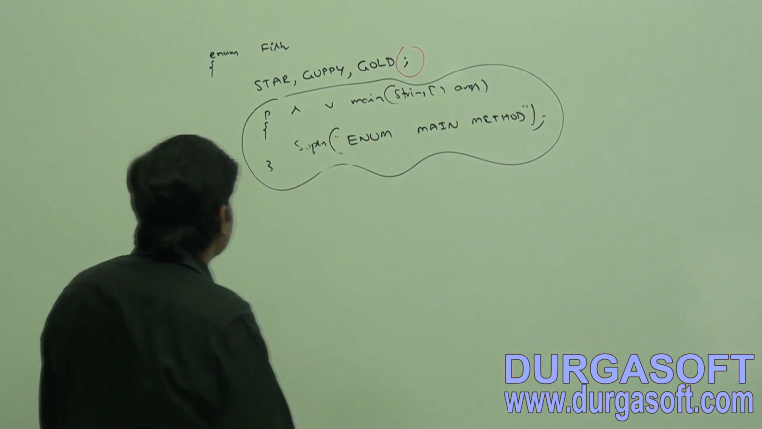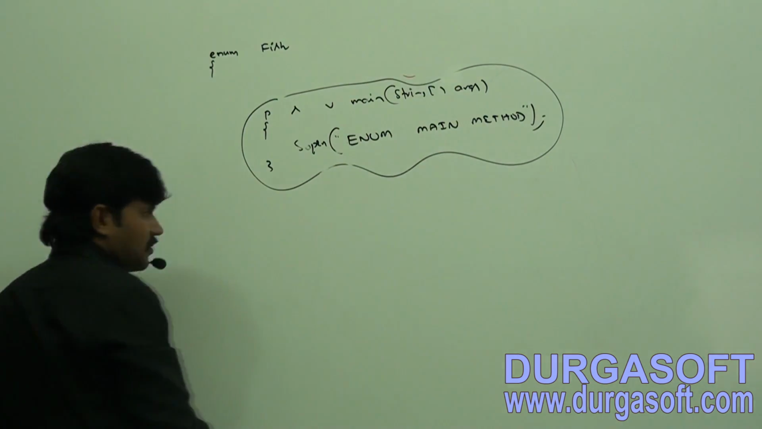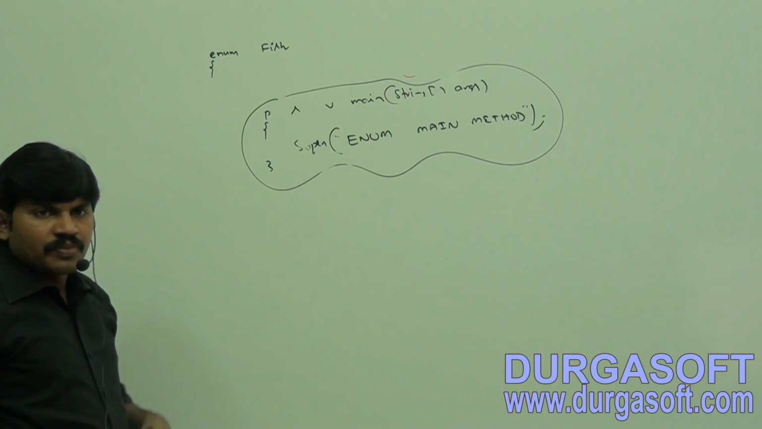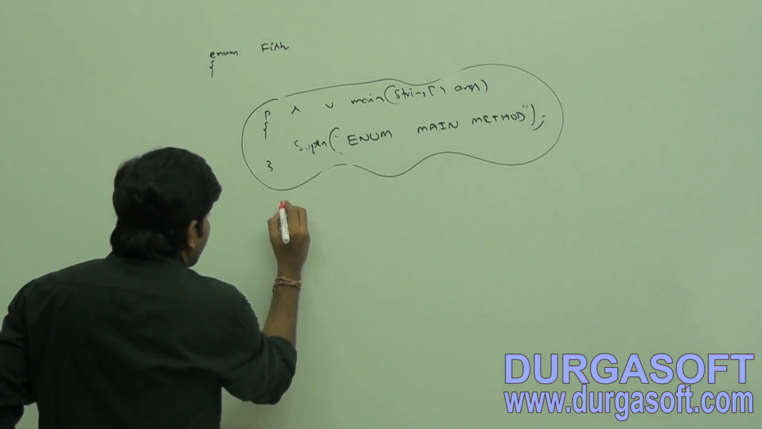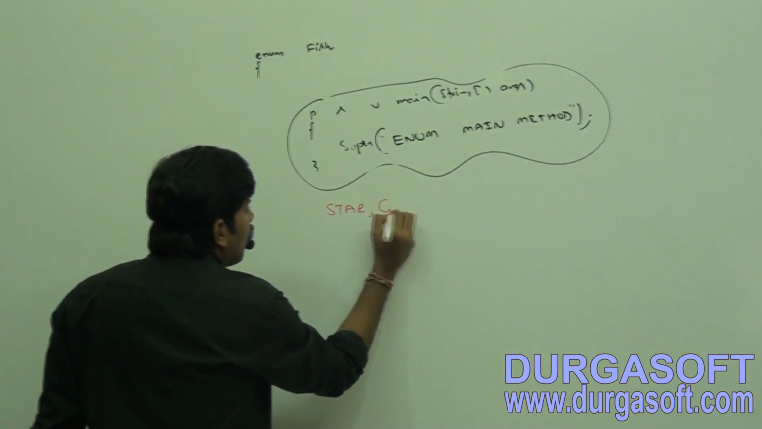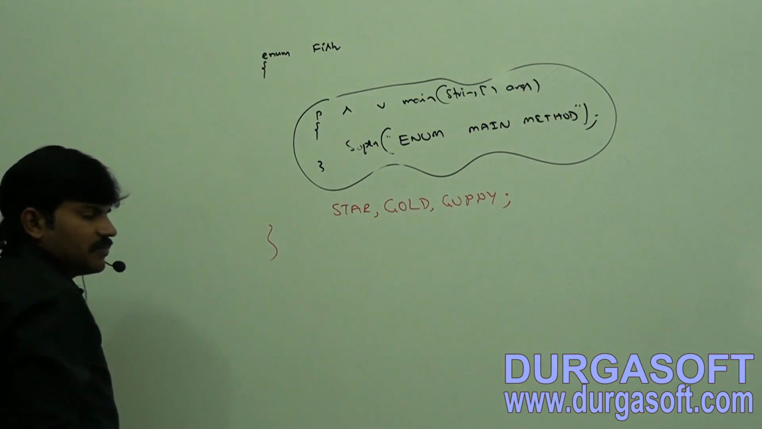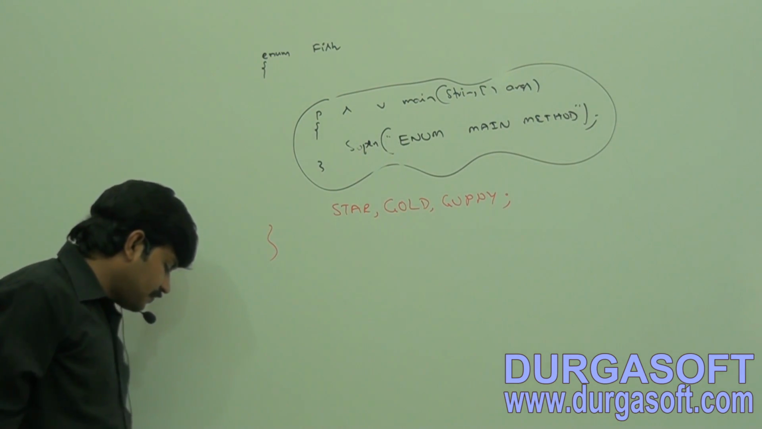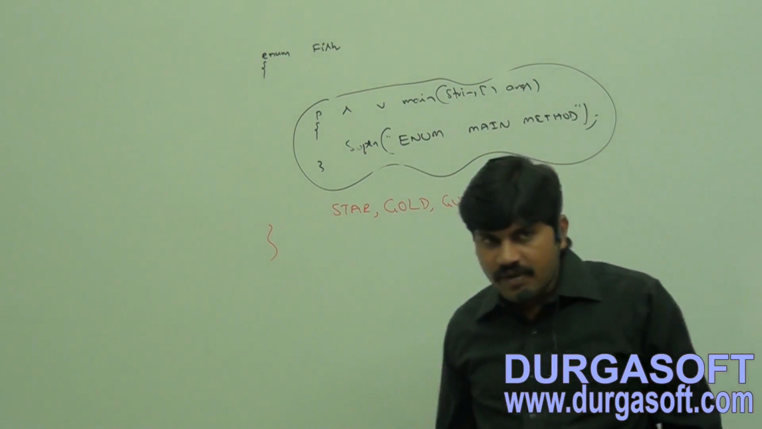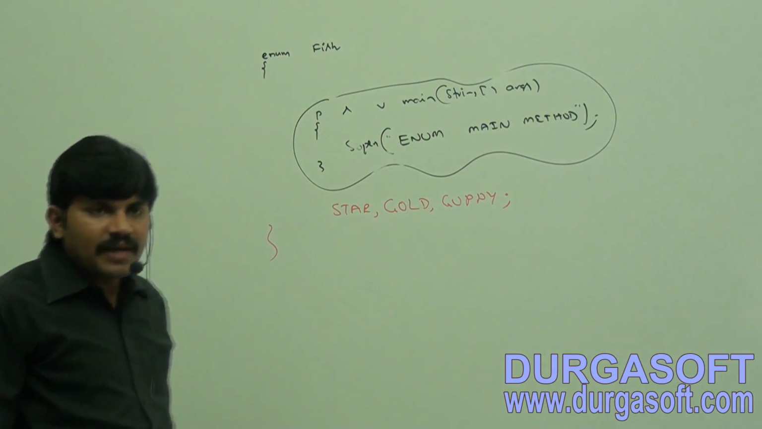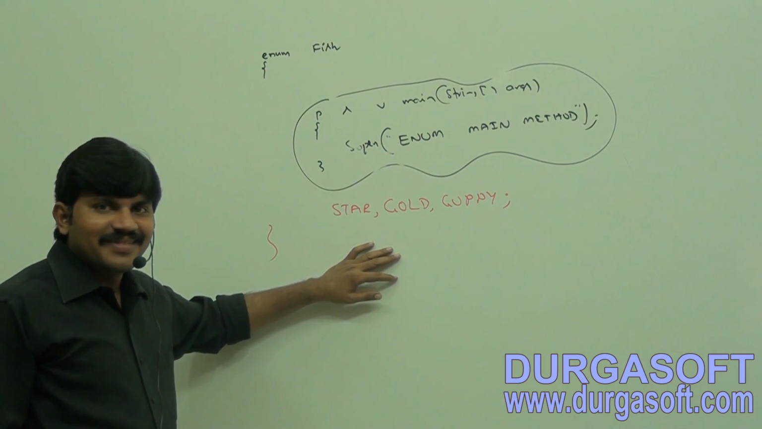I want to make a small change. What is my change here? Sir, the list of constants we are taking in the first line, and then the main method I'm taking. I don't want to take the list of constants in the first line, I want to take it in the last line. Here starfish, goldfish or guppy fish, like here I'm taking semicolon. That's all. Sir, is it a valid enum or not? Valid or invalid?